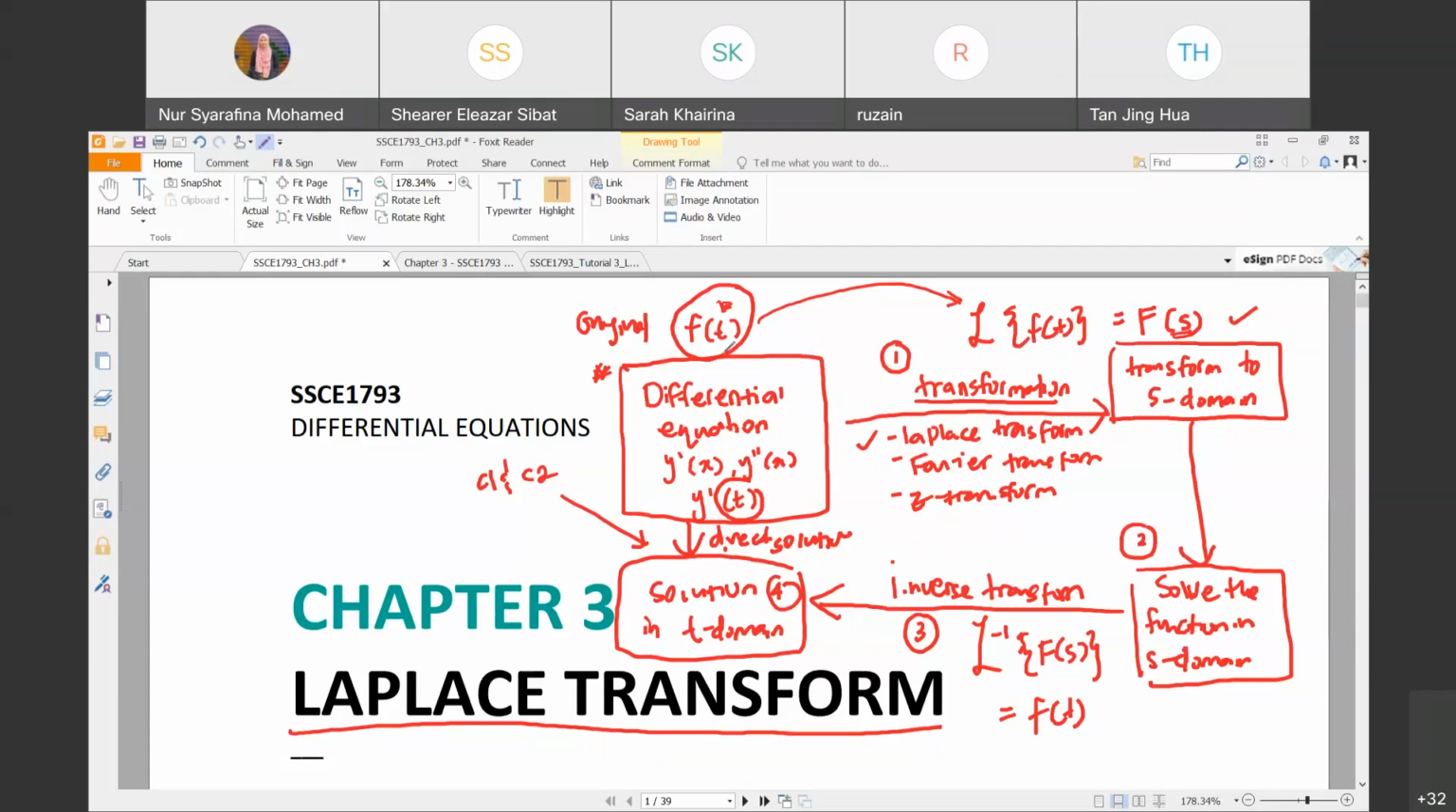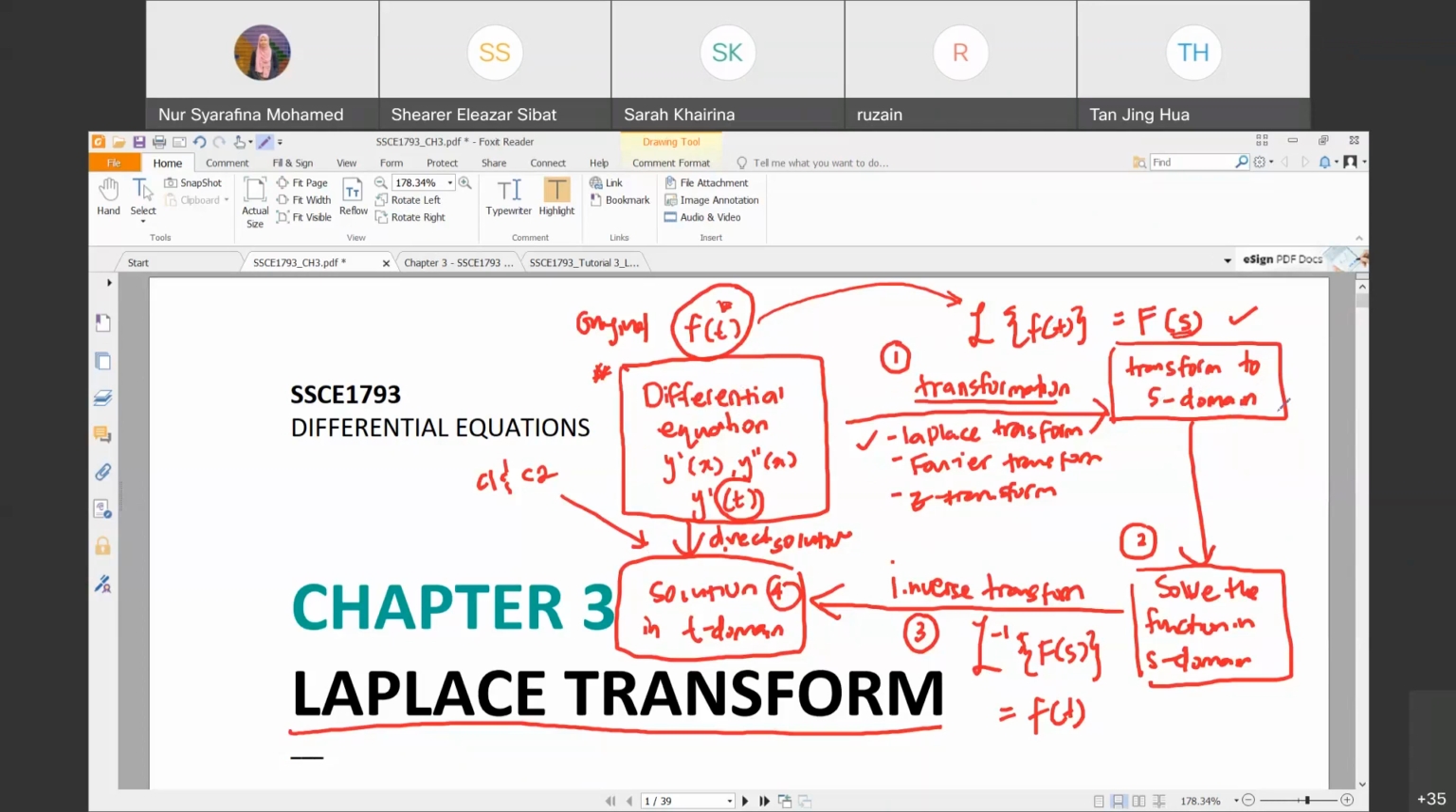So your original problem may be in terms of f(t). After we transform, we are going to have a function in terms of the s domain. So this transformation is used in order to solve a complicated differential equation in another domain. There are many transformations, such as Laplace, Fourier, Z, and many more, but we are going to focus on Laplace. So what is transformation here? We just transform a differential equation to a function of another domain, which is the s domain here.